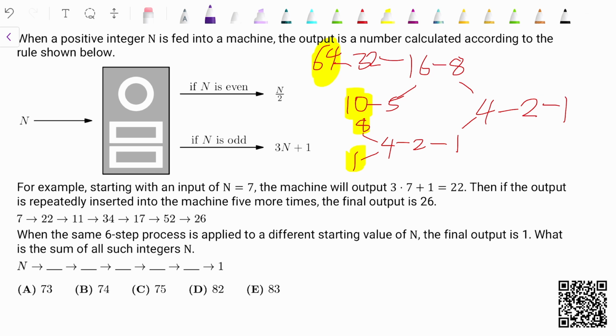64 plus 10 is 74, plus 9, which is equivalent to 83. So that's the end of this video.